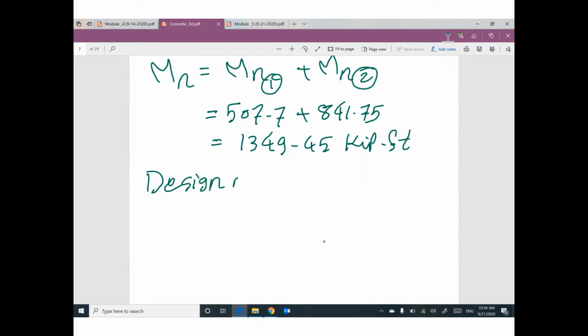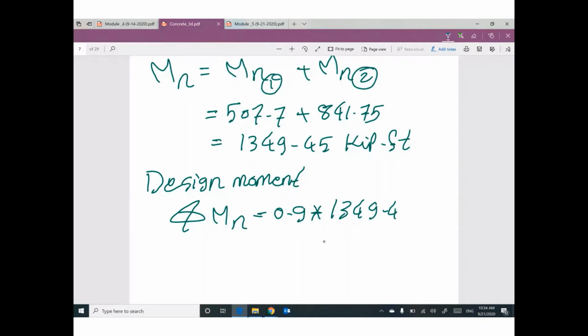But we are looking for design moment. The design moment will be phi Mn. So I'm gonna multiply this number by 0.9. Your design moment will be 1214.5 kip foot.